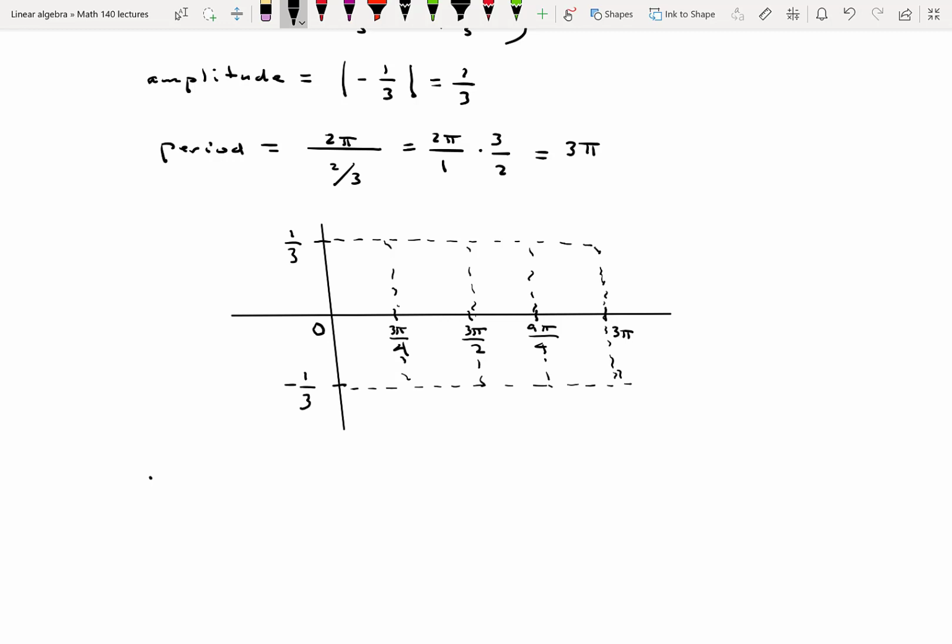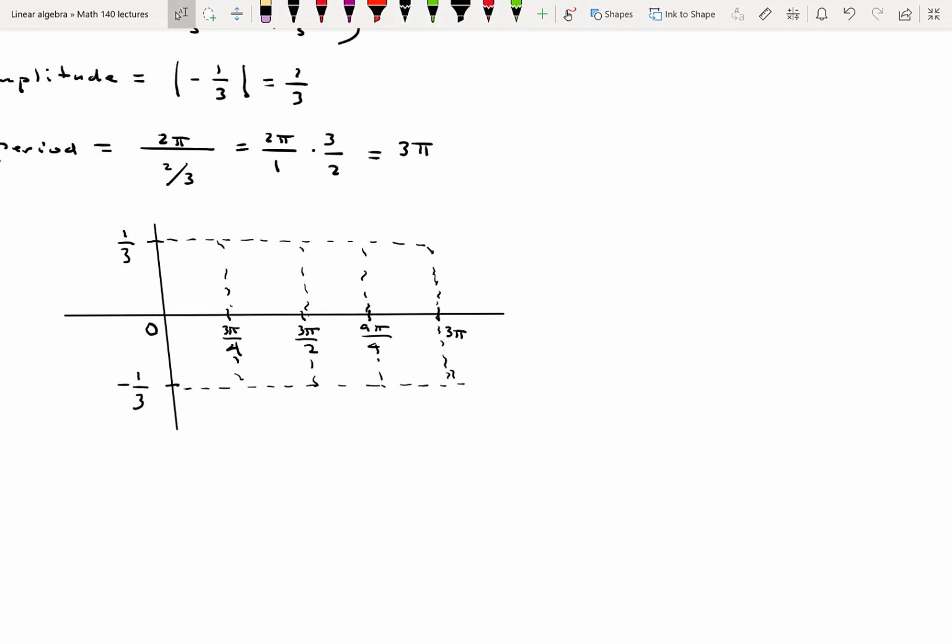Now, when you're graphing sines and cosines, there are only 4 possible graphs you can get. Once again, we're just reviewing section 2.6. The possible graphs are a right side up cosine, a positive cosine, an upside down cosine, a negative cosine, a right side up sine for one period, and an upside down sine. So plus sine and minus sine.